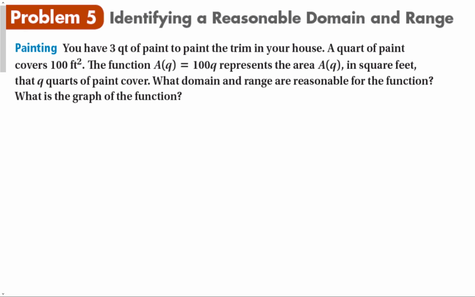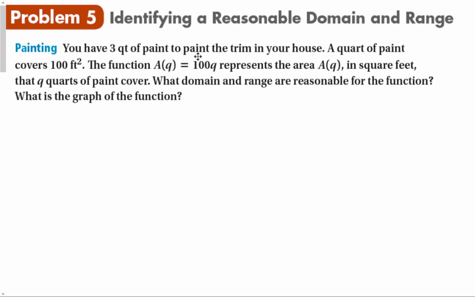Okay, so you have 3 quarts of paint to paint the trim in your house. A quart of paint covers 100 square feet. The function A of Q equals 100Q represents the area, A of Q, in square feet that Q quarts of paint cover. What domain and range are reasonable for the function, and what is the graph of the function? First of all, good names for my function here: area dependent on how many quarts of paint that you buy.